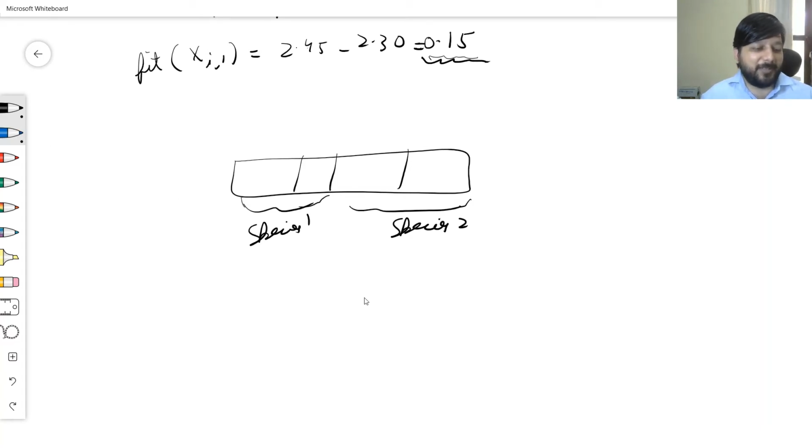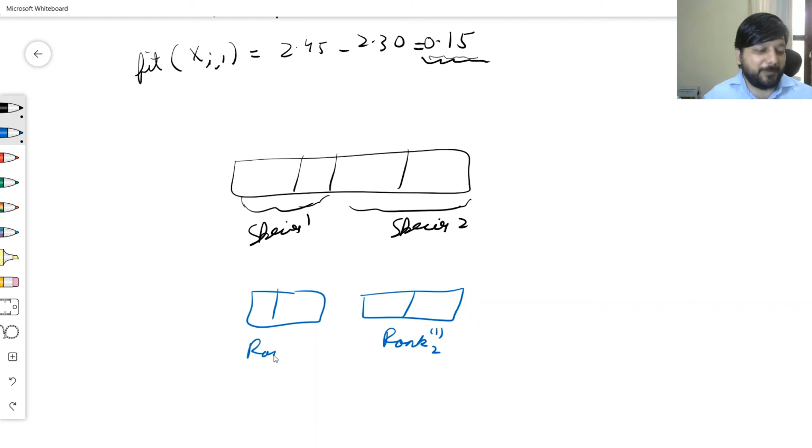And we took in representatives. So this was the representative for species 2 and this was the representative for species 1. Now what if I take a bad representative? This representative is bad. It'll just not cooperate with anybody.